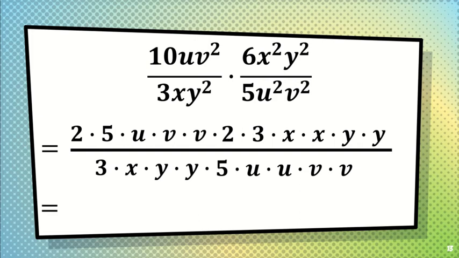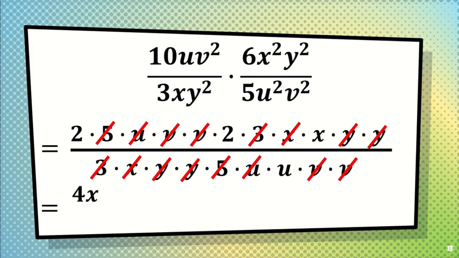And then eliminate the common factors. So we have 5, u, 2 pairs of v, 3, x, and 2 pairs of y. And then simplify the remaining factors. For our numerator, we have 2 times 2 times x. So that is 4x. All over, we have u for our denominator. Therefore, the product of 10uv squared all over 3xy squared and 6x squared y squared all over 5u squared v squared is 4x over u.